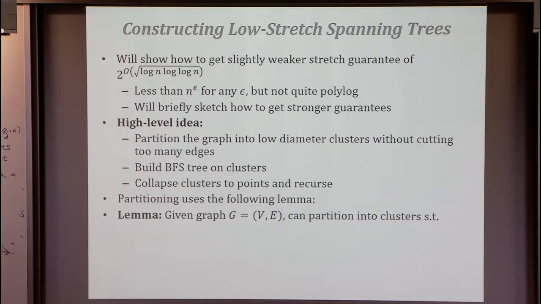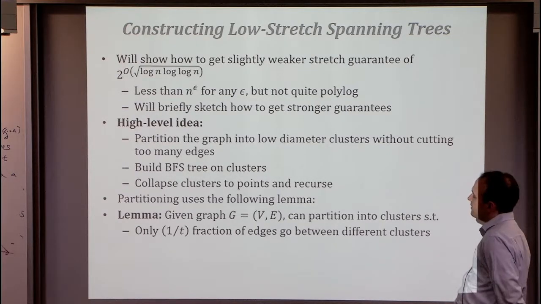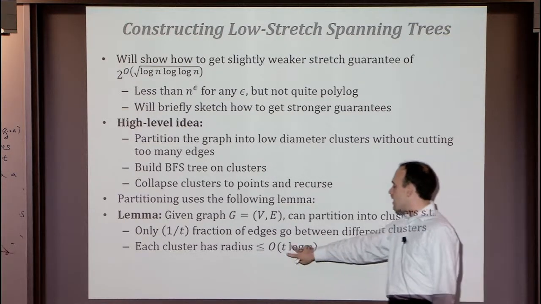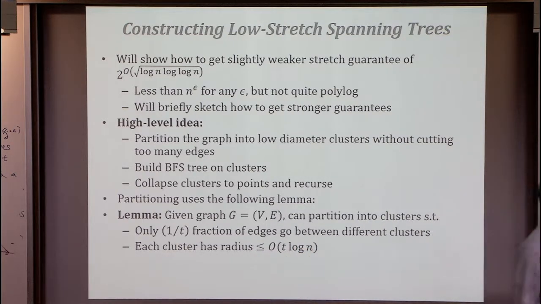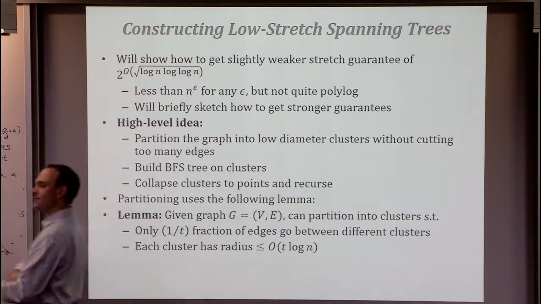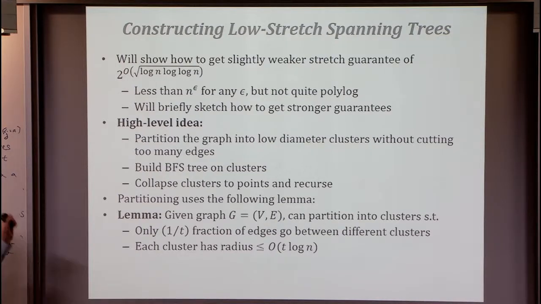And what we're going to use is the following lemma. It's going to say, given a graph G, we can partition it into clusters with the following property. One is only a 1 over t fraction of the edges go between different clusters. So if I just cut it into the clusters, I don't cut too many edges. And 2 is that every cluster has small radius, O of t log n. This goes back to Awerbuch, and it's the core of the analysis in a lot of sparsest cut papers. And it's a classical ball growing construction.